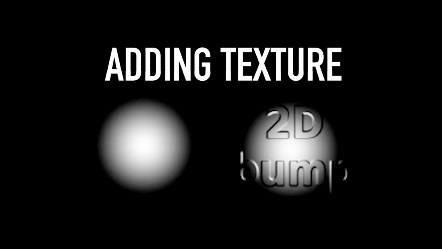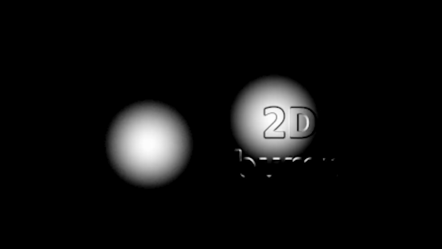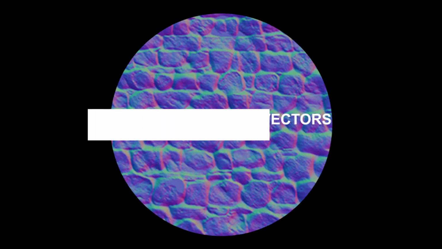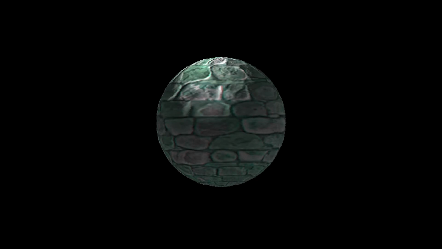Often in graphics, we want to make an object appear rough or bumpy without going through the trouble of changing its geometry. For this, we can use a bump map. A bump map is like an image from which you read normal vectors instead of RGB values. You multiply the normal vectors that you get from the bump map by the normal vectors of your vertices, and there you go. You've created the illusion of texture.